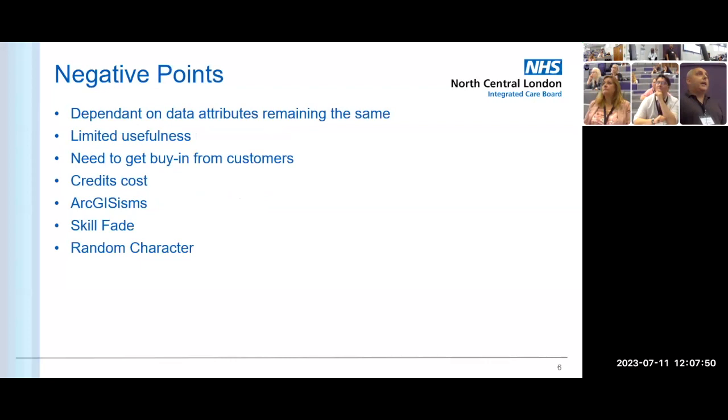Negative points. Data attributes have to remain the same. Most of the time they do, but sometimes they like to change things. Need to get buy-in from customers. One of the reasons why I created this was so that instead of people asking the analysts how many pharmacies are there in Barnet that do COVID tests, we can give the power back to the user so they can look at the dashboard themselves and then pull the information off themselves. Cost credits. Our model, we use ArcGIS Online and we get 12,000 credits a year. And we had a lot of old stuff on there that we had to delete.